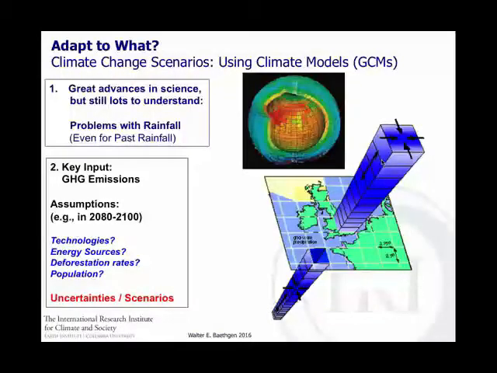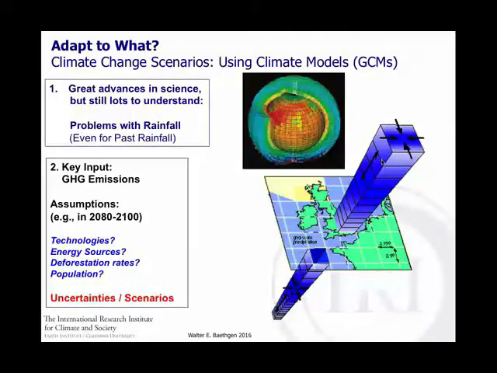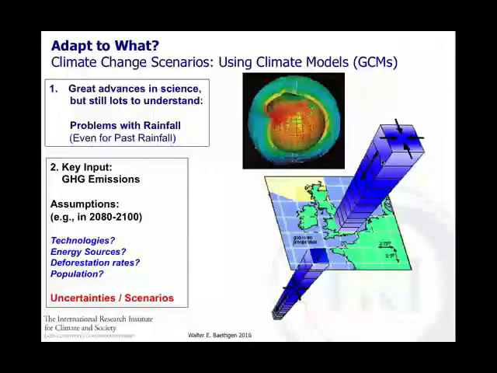The other big limitation of trying to use these models is that we need to tell the models how much greenhouse gas emissions will be throughout time. In other words, we need to imagine the world in the next 80 to 100 years. What technologies will be in use? What energy sources? How much deforestation will there be? How many people will be living on the planet? And this creates a lot of uncertainty.